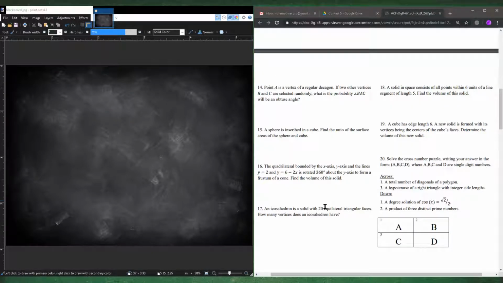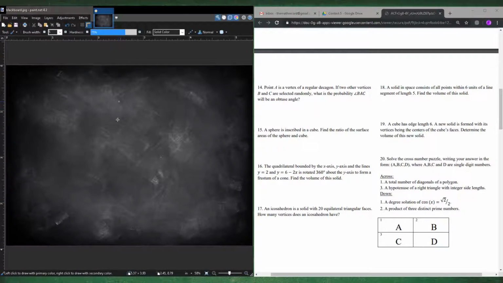A solid in space consists of all points within 6 units of a line segment of length 5. Find the volume of the solid. So imagine you have a line that's length 5. If you have a point in between, you're basically making a circle, because it's within 6 units. And if you're at the end of the point, you're just gonna add another 6. So you're kind of making a semisphere, right?